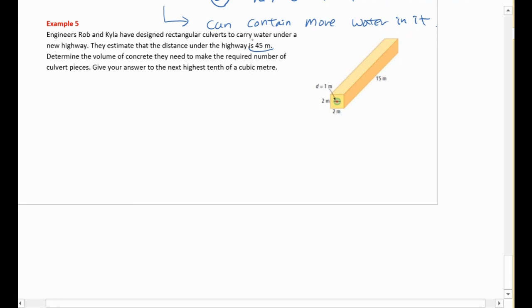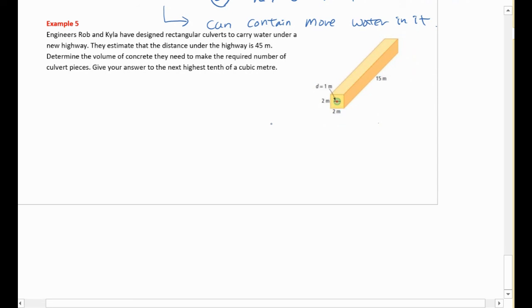And it says it's 45 meters. The highway is 45 meters. So here, this is a 15. So 45 meters. So 15 goes into 45 how many times? 3 times. So we need 3 of this, right?